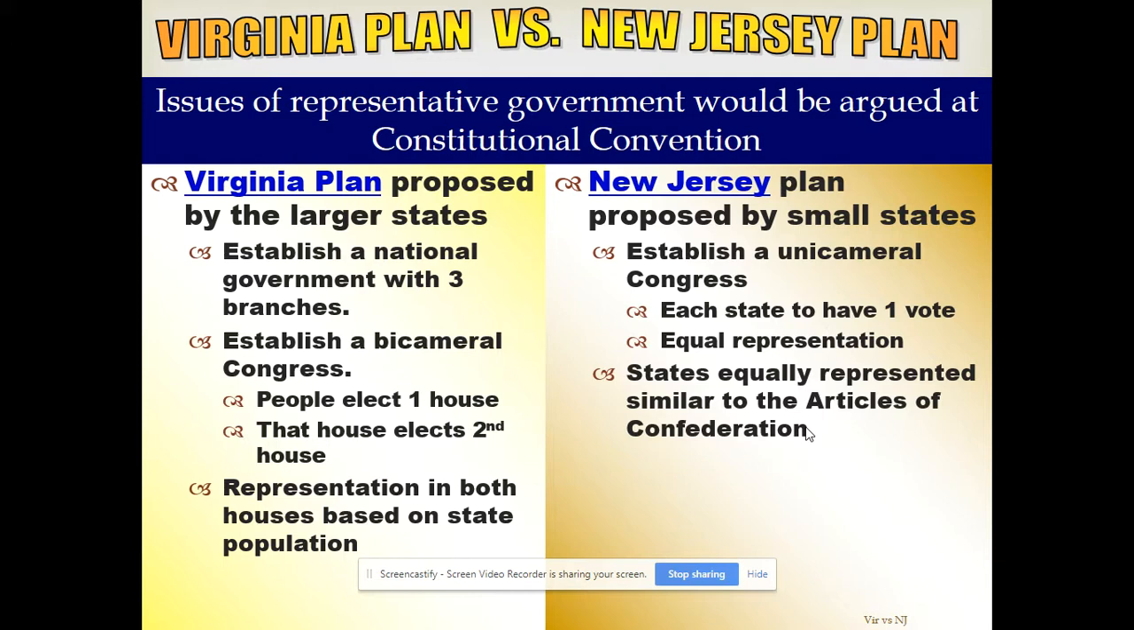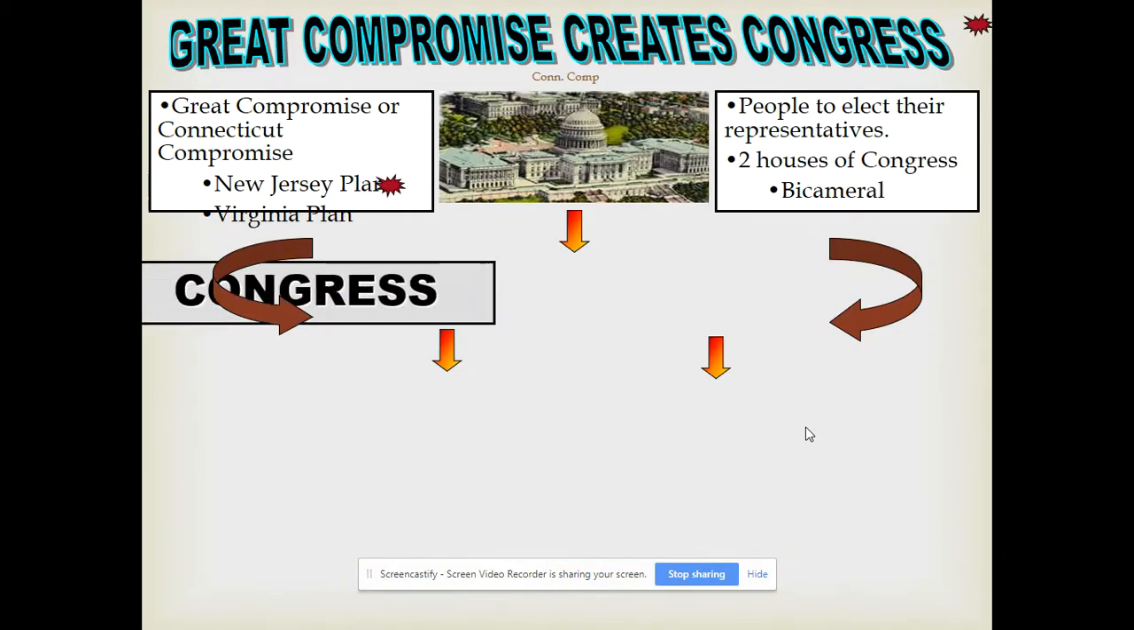So, for instance, instead of having both the House and the Senate elected by the people, which is what we have today, with the Virginia Plan you would have the House of Representatives elected by the people, and then the House of Representatives itself would elect the Senate. And we don't have that today. The New Jersey Plan, proposed by smaller states such as New Jersey, wanted a one-house legislature, similar to the Articles of Confederation, with each state having one vote and equal representation. So they combine the plans and really come up with a pretty good compromise.